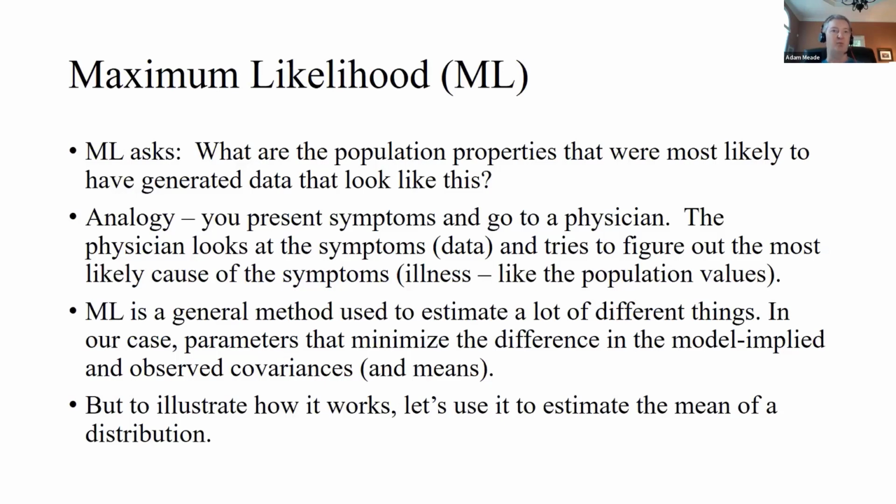And it's got some favorable properties. There's a reason people use it, right? Because of the favorable properties that it's got. So what we're going to do today is use maximum likelihood to estimate the mean of a sample.